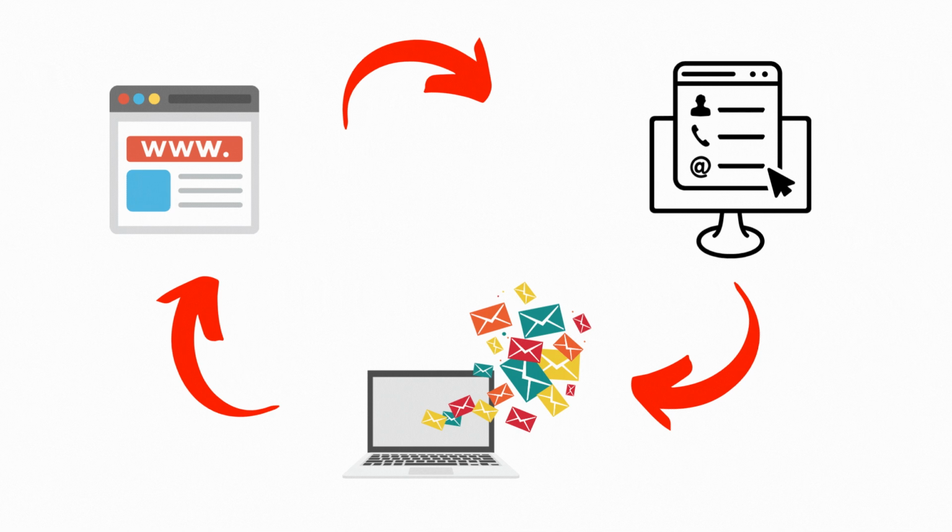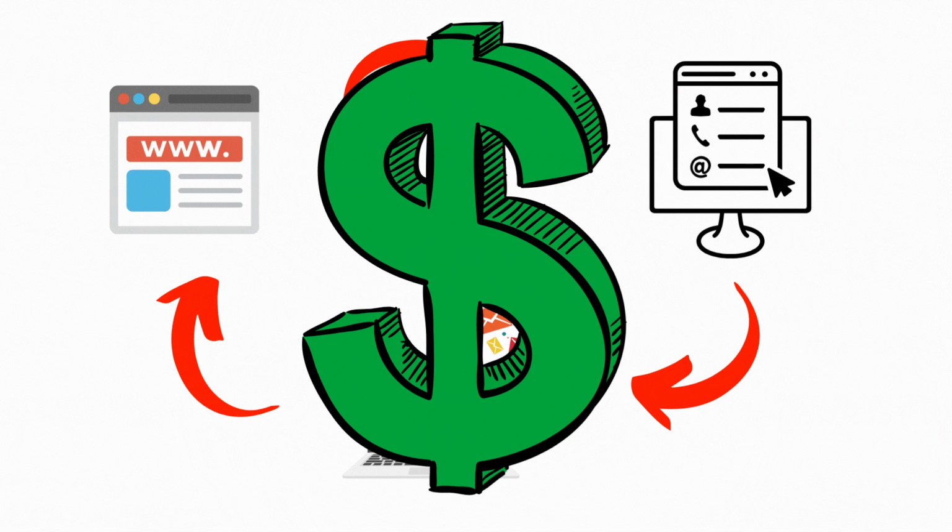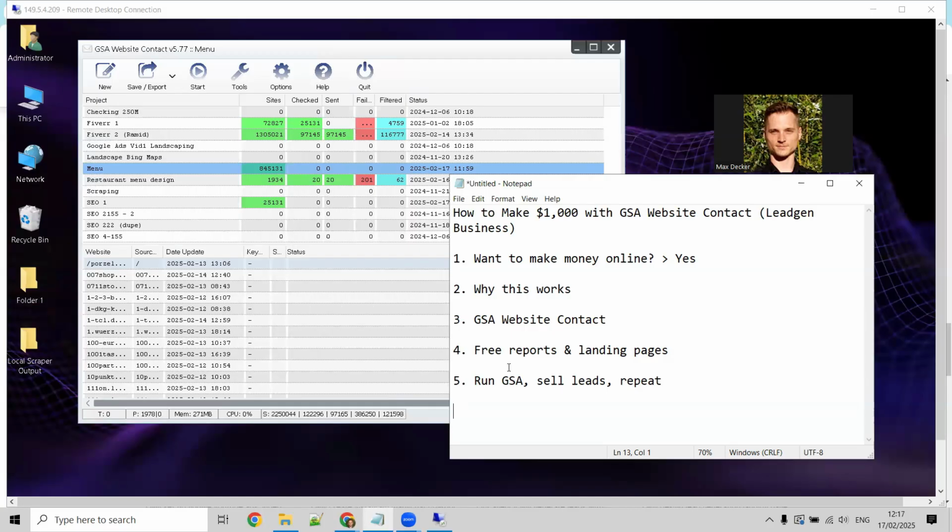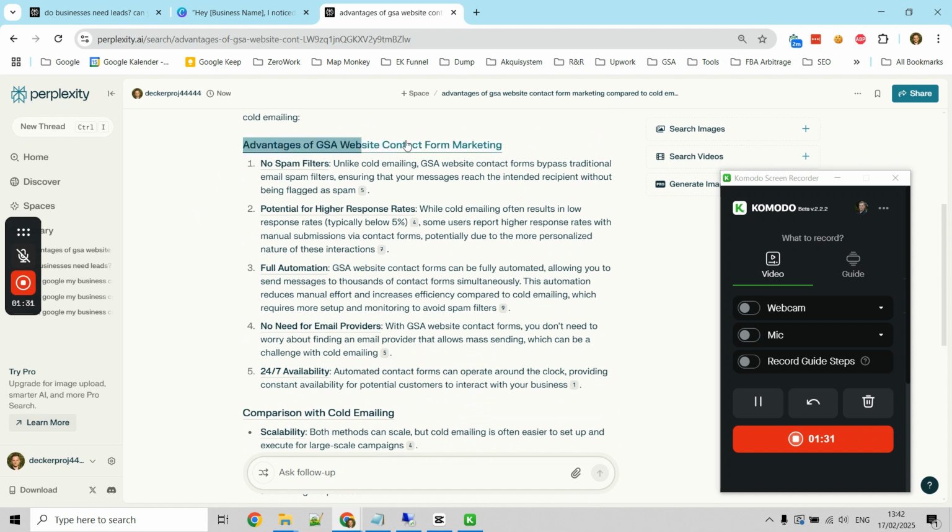All right, let's quickly go over what GSA Website Contact actually does. It's a powerful automation tool that finds business websites, extracts their contact forms, and submits messages on your behalf. This is way better than cold email because it has no spam filters, right? The messages go directly into the business owner's inbox because who in the world has a spam filter on their own contact form, right? If that's even possible.